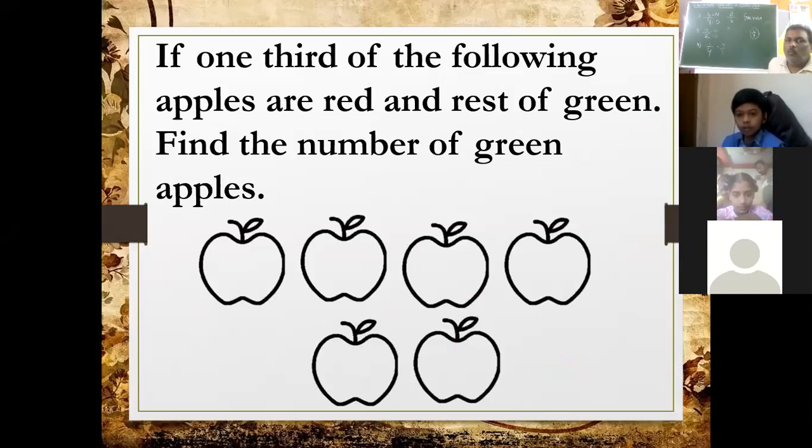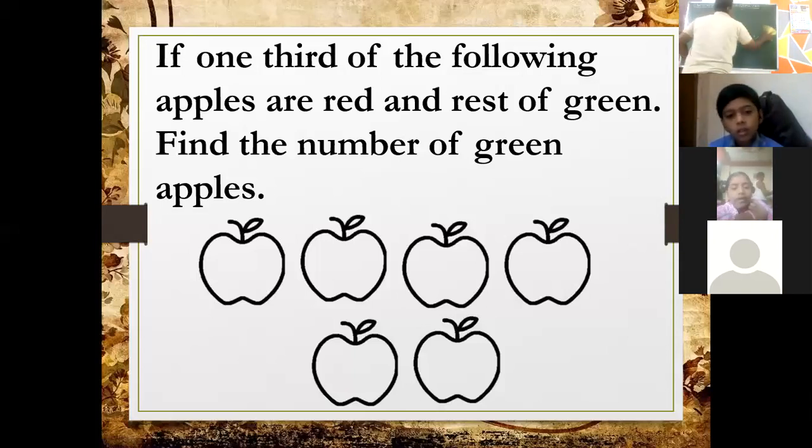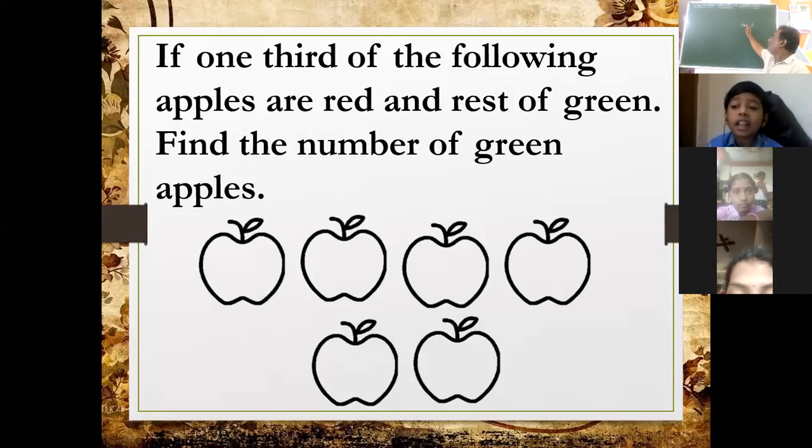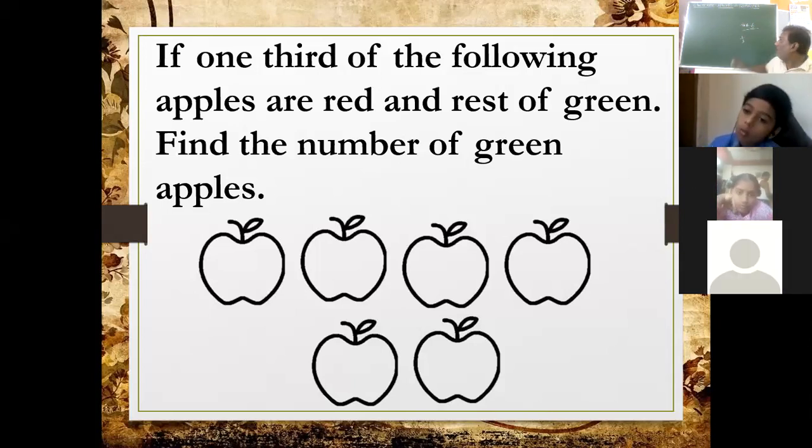Look at this. 1/3 of the following apples are red and the rest are green. Find the number of green apples. 1/3 of the apples are red. So basic common sense here. Total, how many are there? Total 6 apples are there. In 6 apples, 1/3 are red.